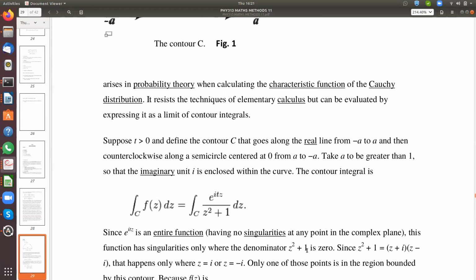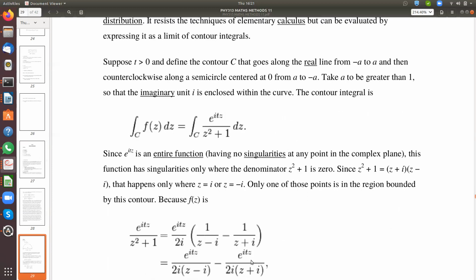So since z squared plus 1 is equal to z plus i times z minus i. Do you know the reason why they have this? Yes, and it is a complex function. Okay, good. So what happened only when z is equal to i or z is equal to minus i? Only one of those points is in the region bounded by this contour, because f of z is this.